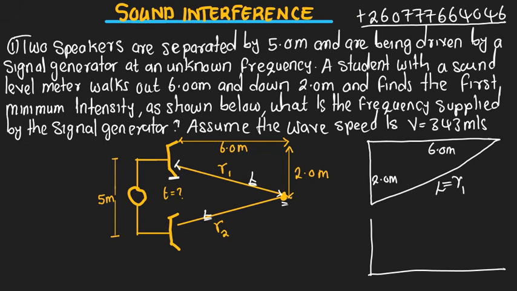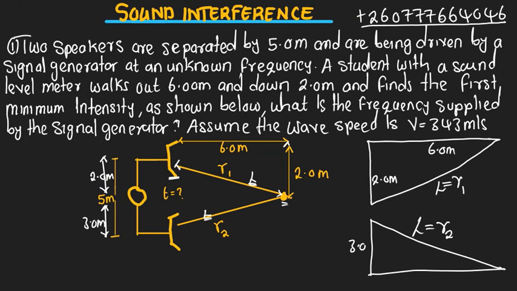Now, because this is 2 meters, this is 5 meters, but we have been told that from this point to this point, it is 2.0 meters. Meaning from this point to this point, it is 3.0 meters. So this is going to be like 3.0, like that. This is going to be our second path length, and we can name it as R2.